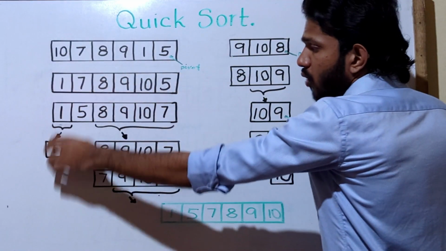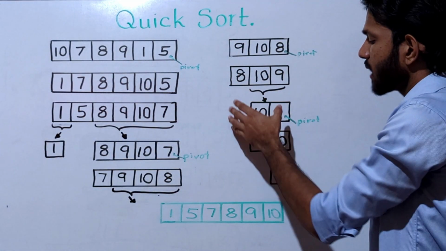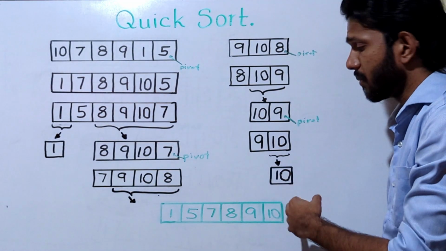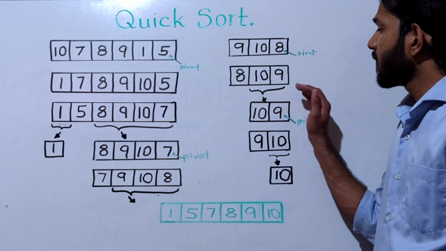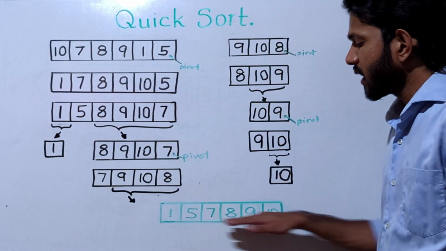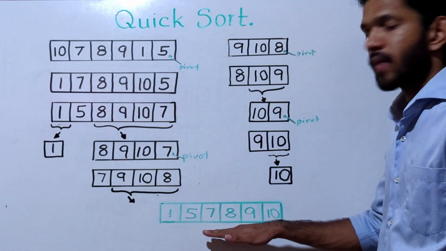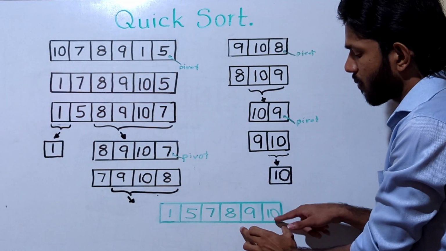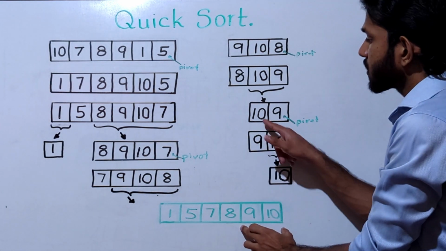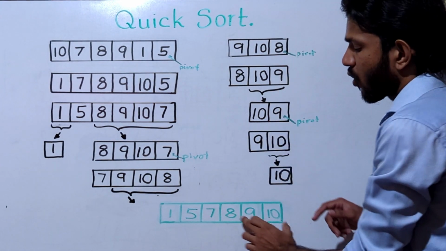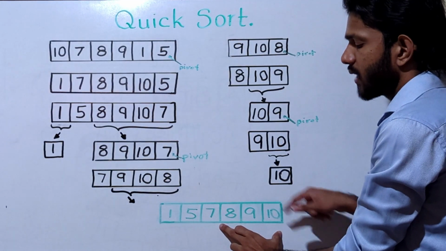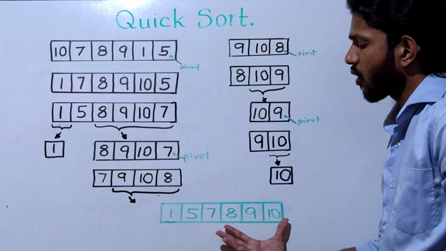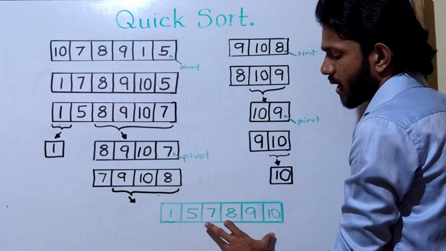Then we have broken down all the arrays and sub-arrays into only one element. Then we are going to merge these with their pivots and create the quick sorted array. Then 10's pivot was 9. Then we are going to merge 10 with 9, and 9's pivot was 8. Then we are going to merge it with 8, making 8, 9, 10 like this. Then for this array their pivot was 7. Then we are going to merge this with 7 and make a new array.